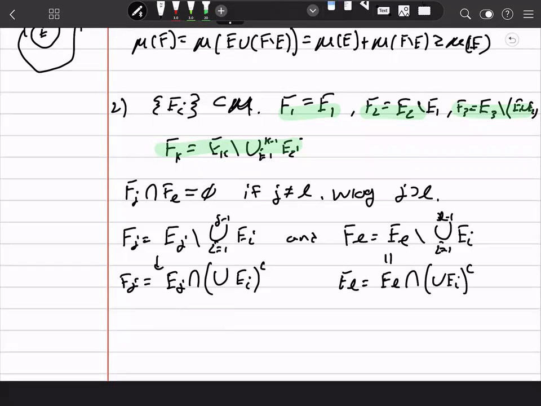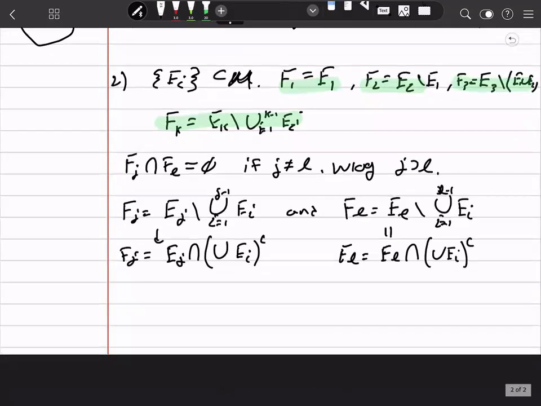We want to show that they're disjoint, right? So if x is in F sub j, then in particular, we have x is in E sub j, because if x is in F sub j, it's in E sub j, and it's in the complement of this union. So it's in the complement of this union, and we also have that x is in the intersection of the E sub i complements.